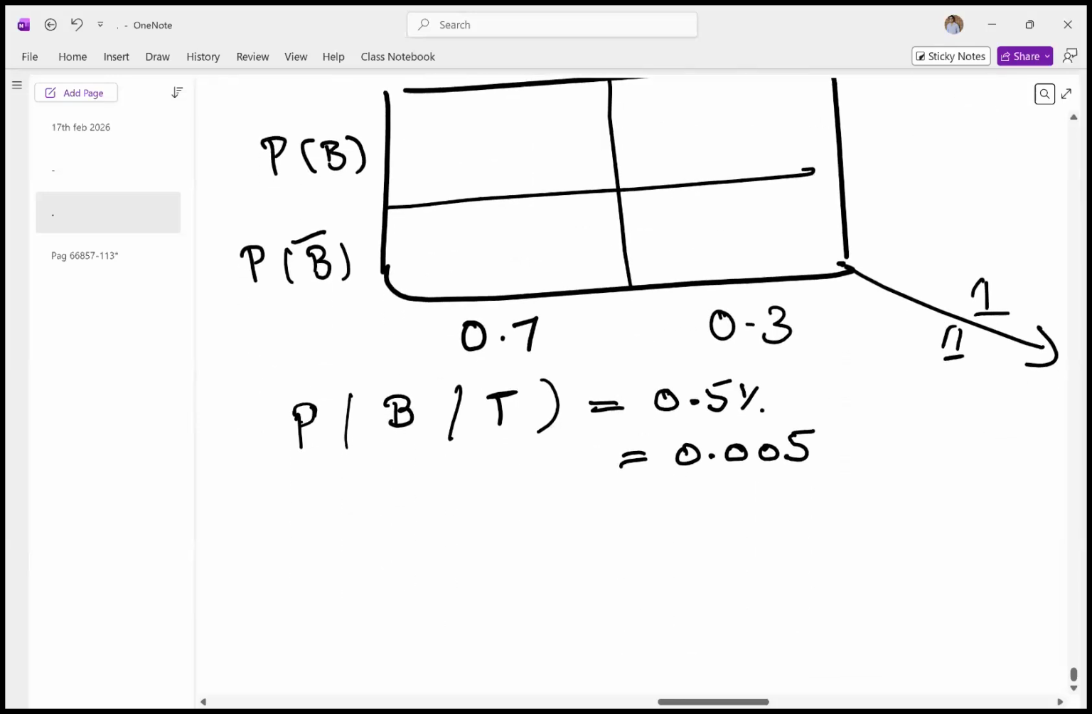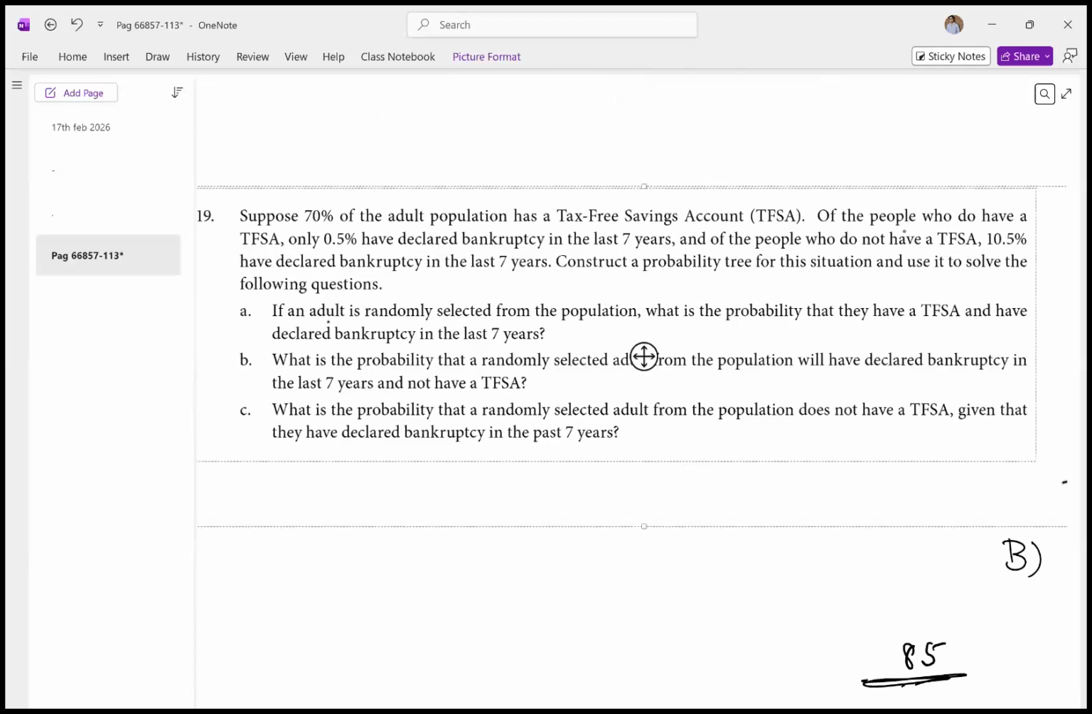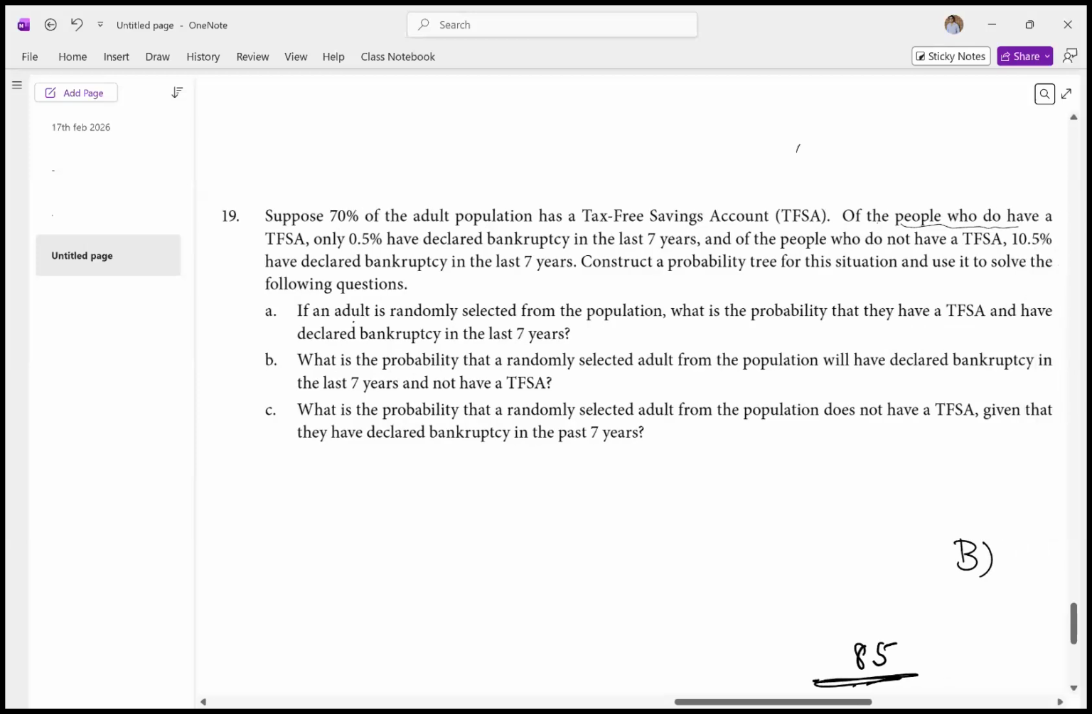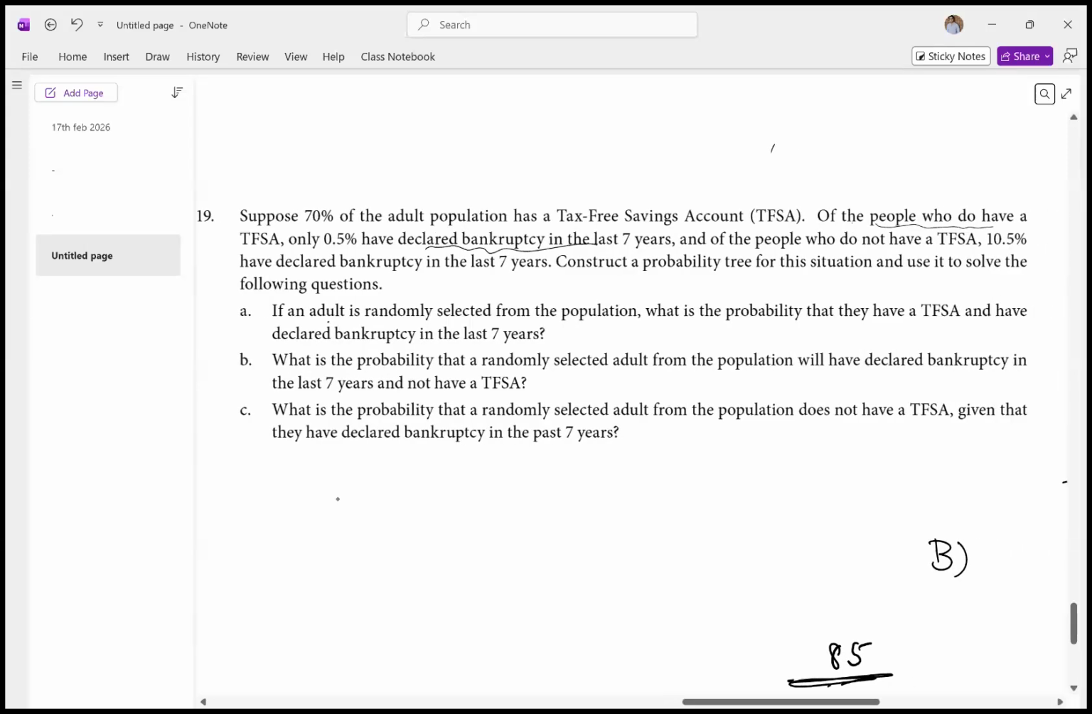Again, one more time, you can read that line. I can show you here also. Out of the people who do have a TFSA, only 0.5% have declared bankruptcy. Bankruptcy comes as the second event, so that's why I put it in front here. They do have TFSA. All right.